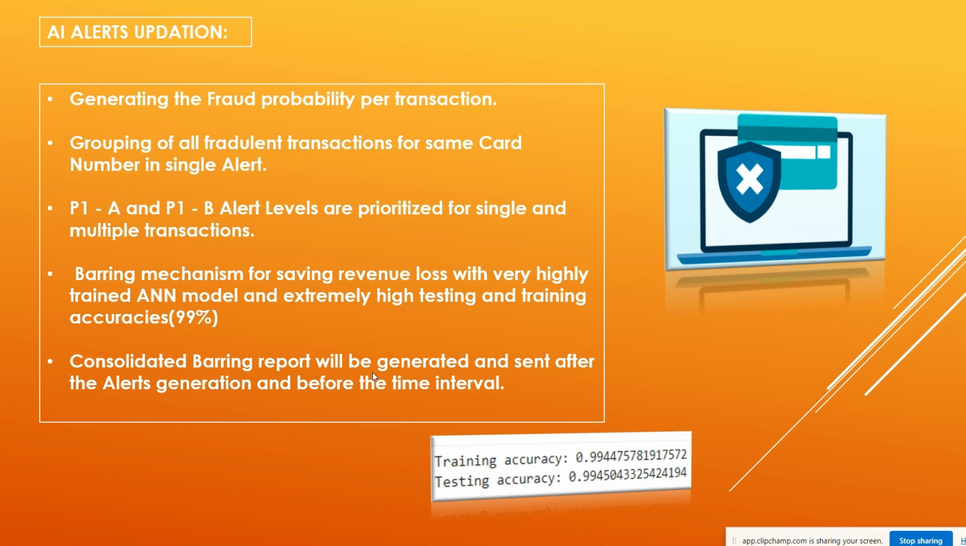So the barring mechanism for saving revenue loss, with a very highly trained ANN model and extremely high testing and training accuracies. So you can see here in this slide, below, the training accuracy is 99% something, and the testing accuracy is also 99.45%. So the NN model has been trained and extremely high testing and training accuracies are achieved. I will tell you how.